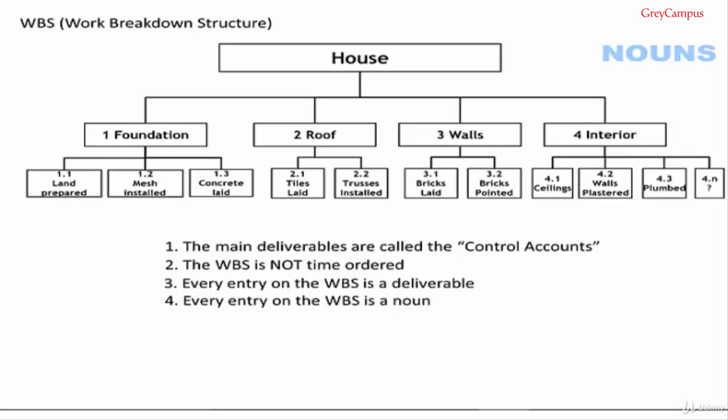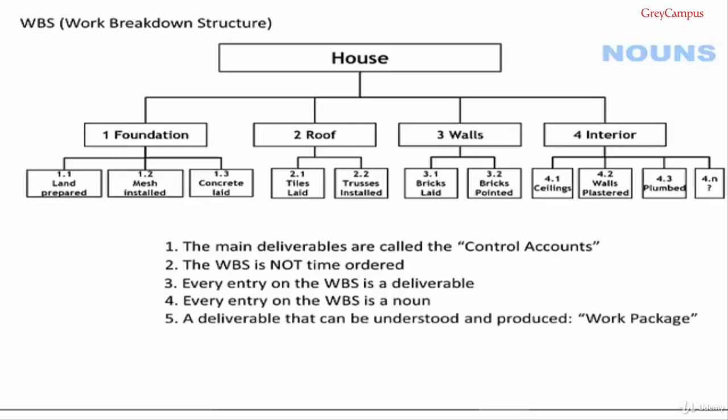Earlier I mentioned work packages, and these are basically sub-deliverables that are simple enough to be understood and to be produced. If we have a look at 1.2, mesh installed, you can cut steel mesh to fit inside an excavation and maybe weld the sections together. That is simple enough to be understood, to be produced, and so we have a work package. 1.3, concrete laid. A truck will pour concrete. It just needs to be spread over the mesh and smoothed, which we call screeding. Again, clearly, this is a work package. We can understand what needs to be done. We can do it. A work package does not get decomposed any further.